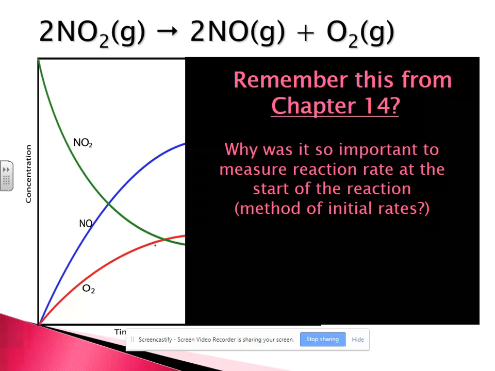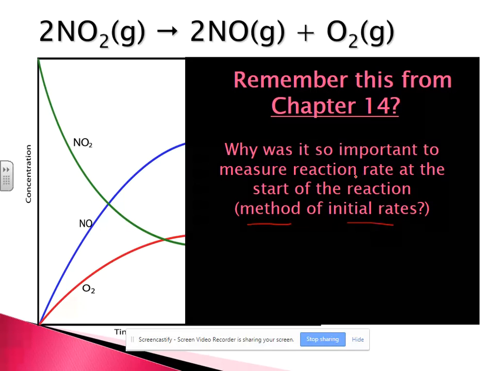Now, if you remember from the kinetics chapter, chapter 14, we actually looked at this exact graph. And this is the only portion of the graph that we looked at because we were considering the reaction where you have the decomposition of nitrogen dioxide, forming nitrogen monoxide and oxygen gas. And when we determined the rate law using method of initial rates, we did that because we knew the concentrations of the reactants started to decrease over time and the products were increasing over time.